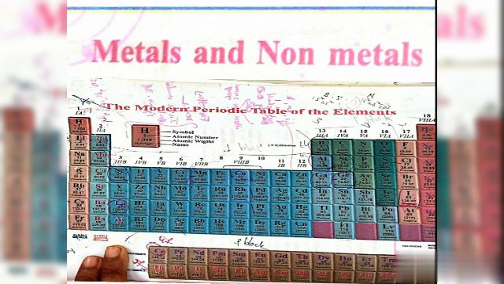Next, lanthanides and actinides actually belong to the third group, third B. Which is within the transition elements, hence they are called inner transition elements.